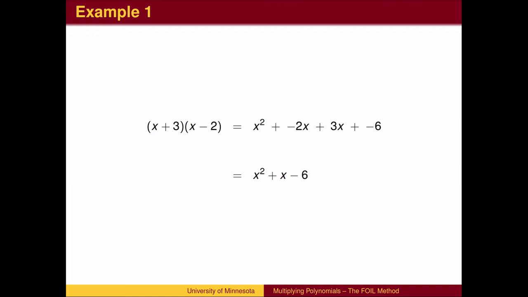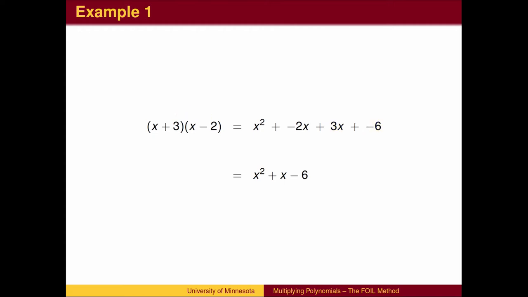When two binomials are multiplied, each of the terms in the first binomial is distributed over the second binomial. We multiply the x by both x and negative 2. Likewise, we multiply the 3 by both x and negative 2.